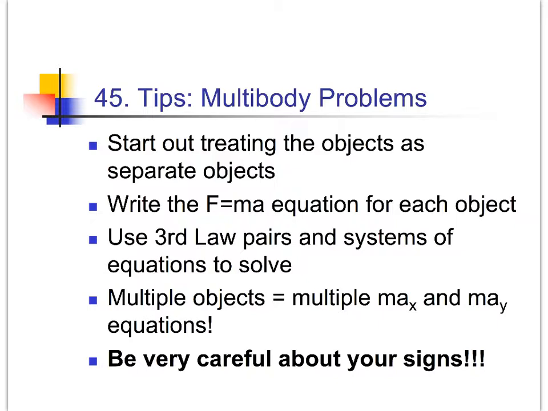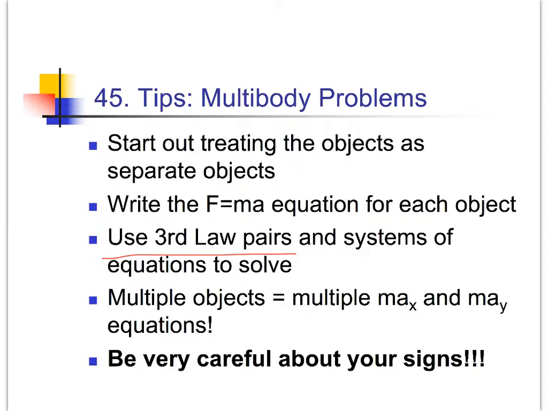So when we're doing these problems, there's going to be a few key ideas that we're going to do almost every single time. And so here are some tips for solving these. First of all, we're going to start out treating the objects as separate objects. And we're going to do our F equals ma and our free body diagram for each of the objects. Okay, that's our first big idea. Second is we're going to use Newton's third law. That's going to be highly important in these problems, but use Newton's third law to link those equations, to bring them together, because we know that those forces that the objects exert on each other are always equal and opposite, and we can use that to help connect our equations.